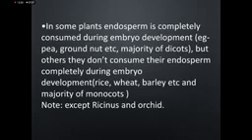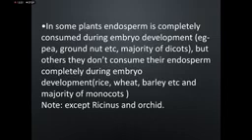In some plants, endosperm is completely consumed during embryo development. We know that endosperm provides nutrition for developing tissue, and in some plants the plant completely consumes this endosperm. Example: pea, groundnut, etc., and the majority of dicots show this pattern.